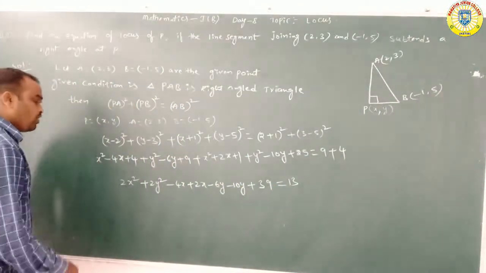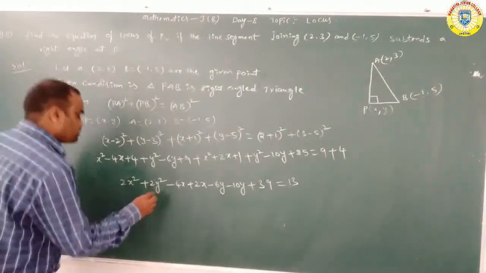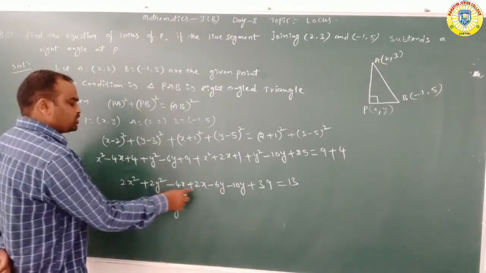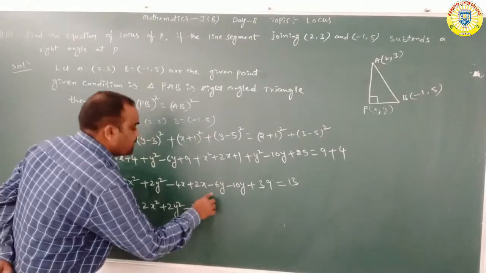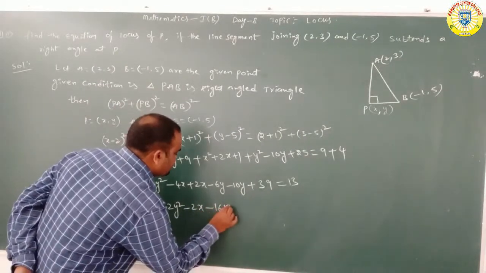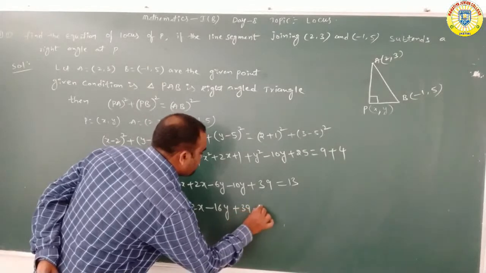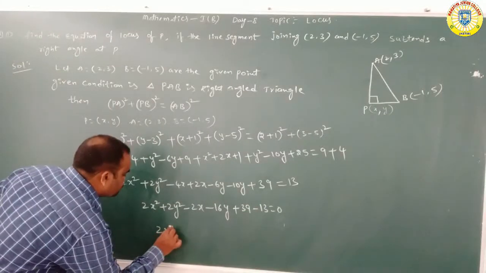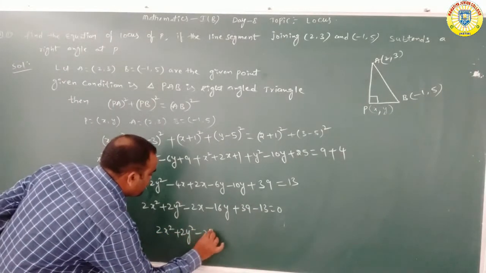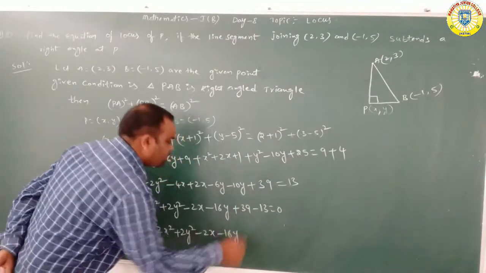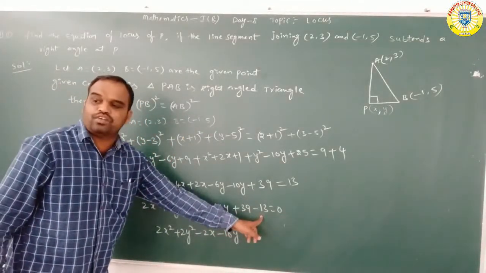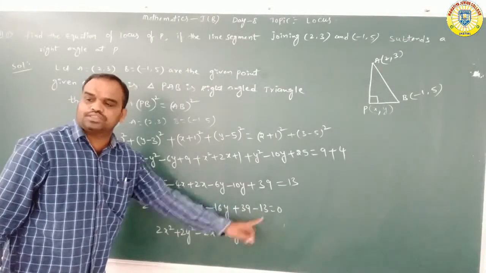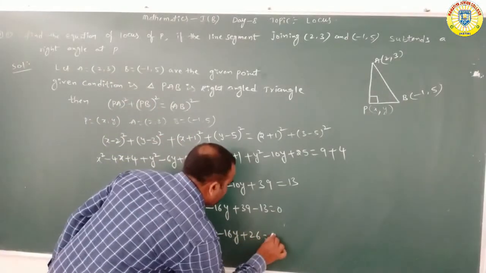Next see here. Now we are simplifying this one. 2x square plus 2y square minus 4x plus 2x minus 2x minus 6y minus 10y minus 16y plus 39 minus 13 is equal to 0. Okay? Here observe this one. 2x square plus 2y square minus 2x minus 16y plus 39 minus 13. What is the value? Plus 26. Plus 26 is equal to 0.